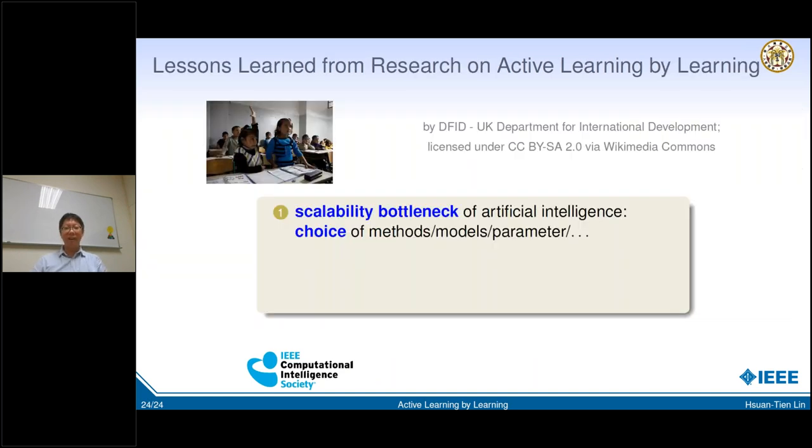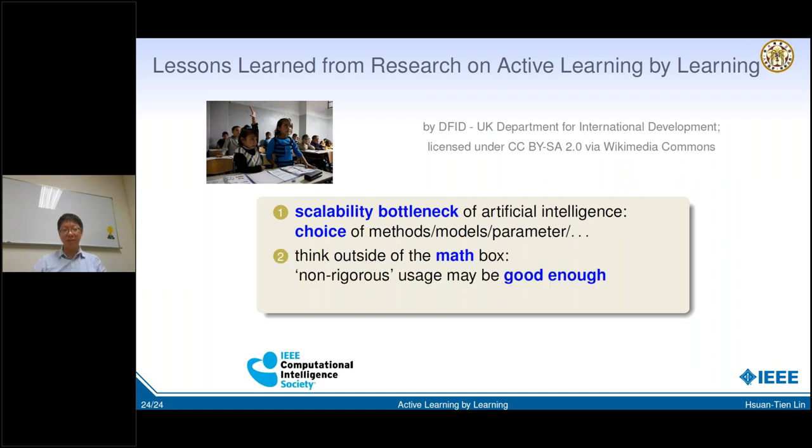Okay, finally, really the last page. I've been doing active learning research for quite a few years now, and there are lessons learned along the way. One is when doing active learning by learning, we see the scalability bottleneck of artificial intelligence actually is on making choices. People have difficulty making choices. Machines have difficulty making choices as well. And that's our motivation for designing the active learning by learning algorithm, basically to try to help make better choices.